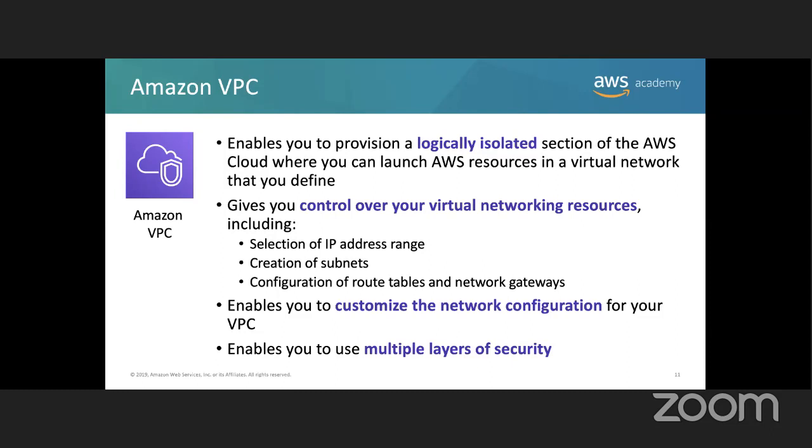Now, here you can launch AWS resources in a virtual network that you defined. You define the CIDR, you define the subnetting. You're the one that works on that. That's your responsibility. It gives you control over your virtual networking resources, including selection of IP address range, creation of subnets, configuration of route tables and network gateways. It enables you to customize the network configuration for your VPC. So it's good practice whenever you create a VPC to create a CIDR that allows a lot of IP addresses, but you have to be careful.